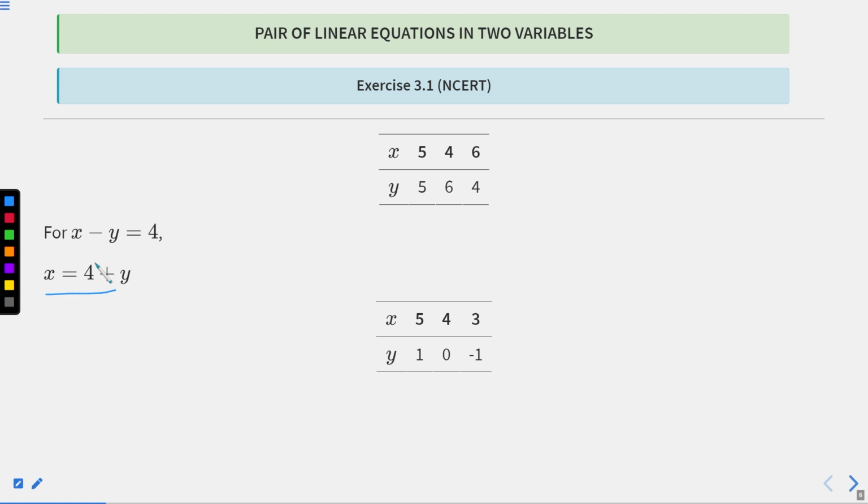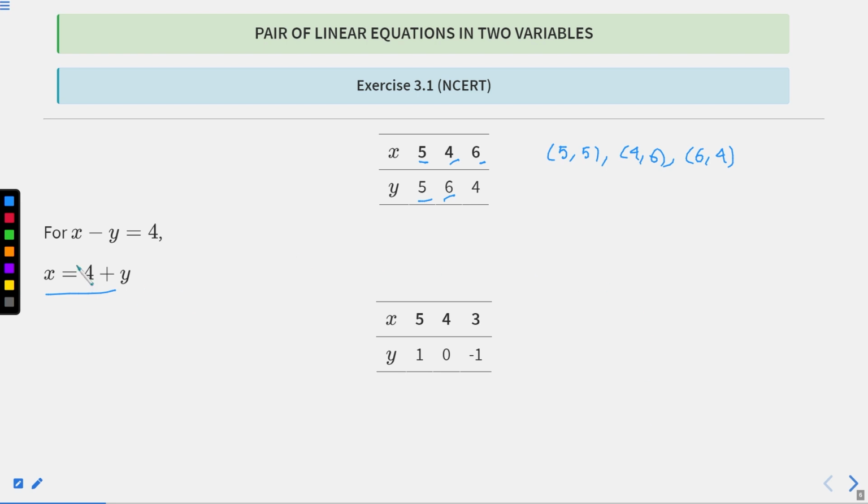Okay, so now we take the value of x as 5, then we get the value of y is 5. And when we take x equal to 4, then we'll get y equal to 6. And when we take x as 6, then we'll get the value of y as 4. So here we get 3 points: 5, 5; 4, 6; and 6, 4. Now we can plot these points on a graph paper. Then we'll get basically a line.